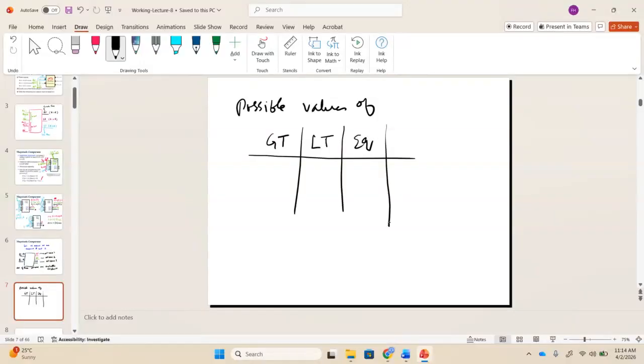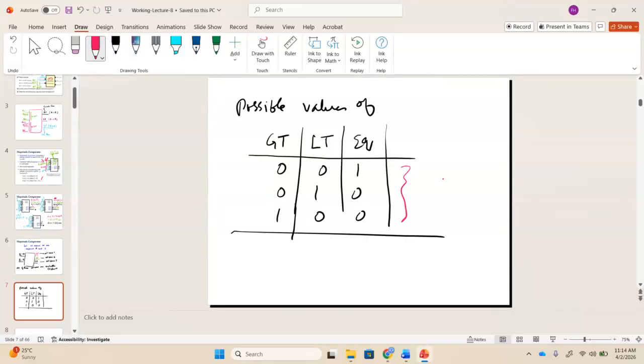What are the possible values? There can be eight possible values, but 0 0 1 is the first outcome, 0 1 0 is the second outcome, and 1 0 0 is the third outcome, and other outcomes are not possible. If A is greater than B and A is smaller than B, this cannot happen.